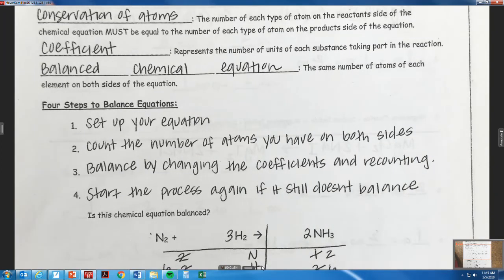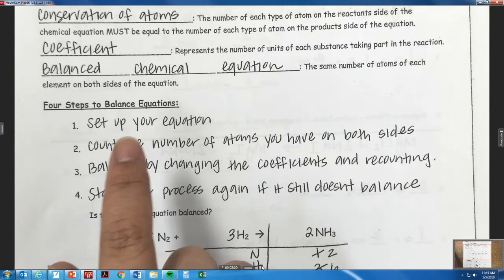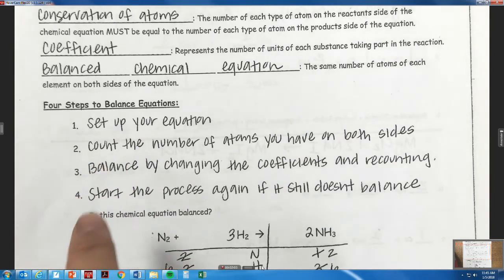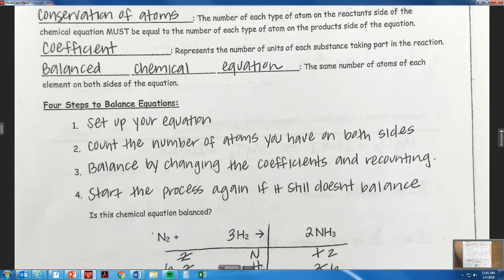So our 4 steps to balancing chemical equations. Your first step is to set up your equation. Most of the time your equation is already going to be given to you. If it's not, then you are going to have to write an equation out yourself. Step 2, you have to count the number of atoms you have on both sides of your equation. That's always your first check, because that's when you figure out what's not balanced, what is uneven. Next, step 3, balance by changing the coefficients and recounting your atoms.